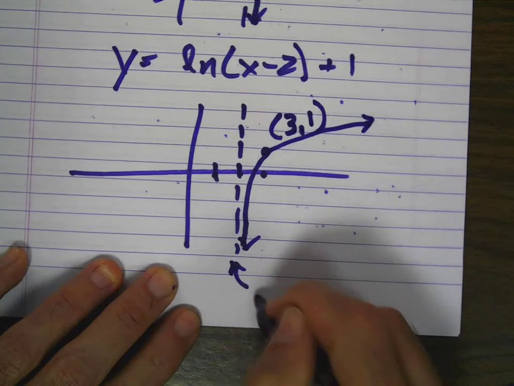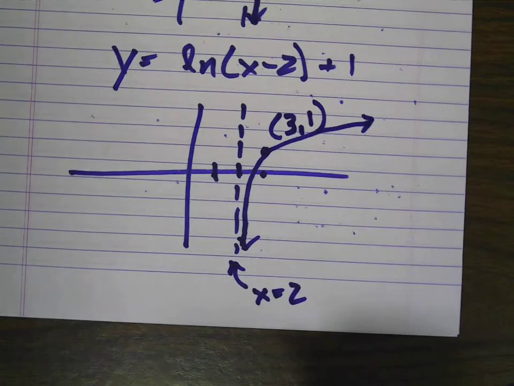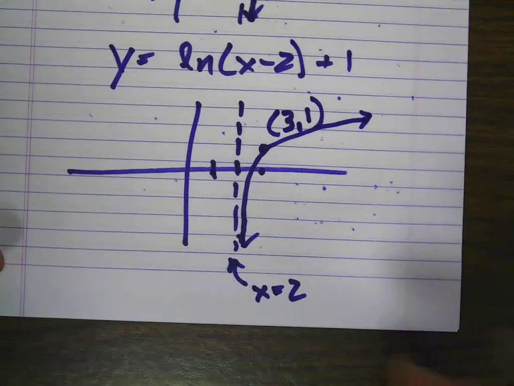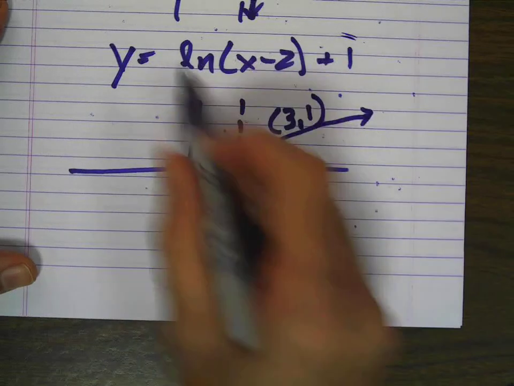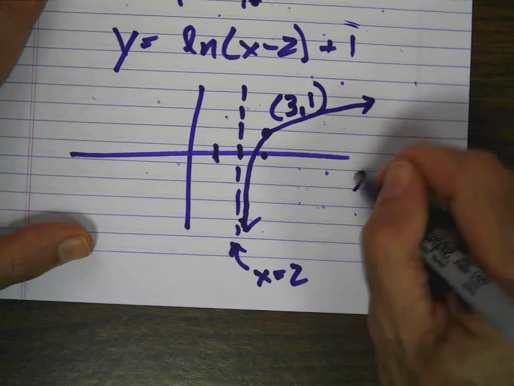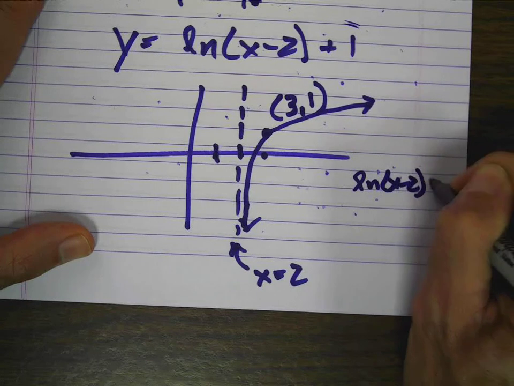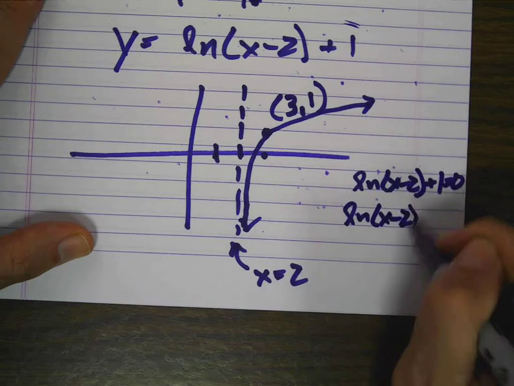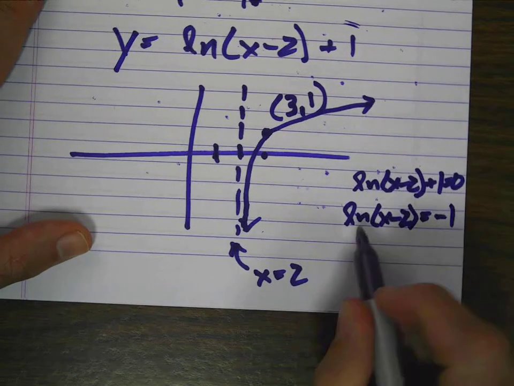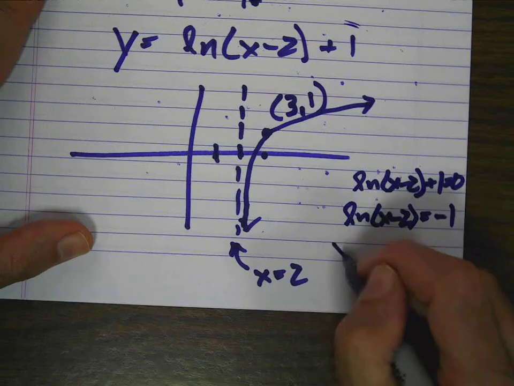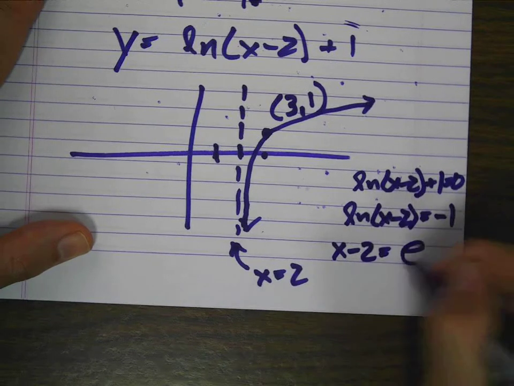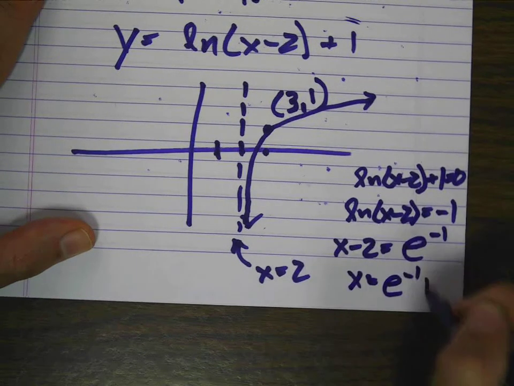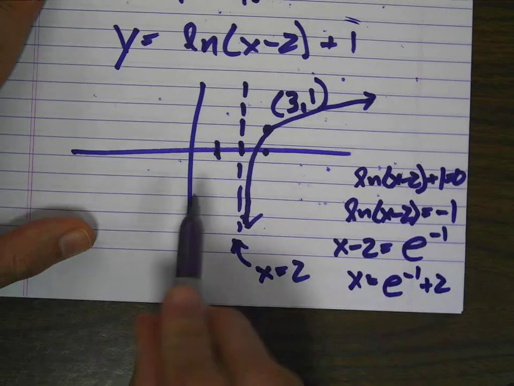Let's see. Sketch the graph. Label the asymptote. The asymptote is x equals 2. And the x-intercept: when does this cross the x-axis? It crosses the x-axis when this equals 0. ln of x minus 2, plus 1 equals 0. Subtract 1 from both sides. Equals negative 1. Raise both sides to e. I get x minus 2 equals e to the negative 1. Add 2 to both sides. x equals e to the negative 1 plus 2.